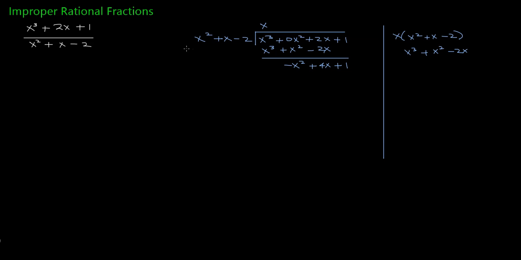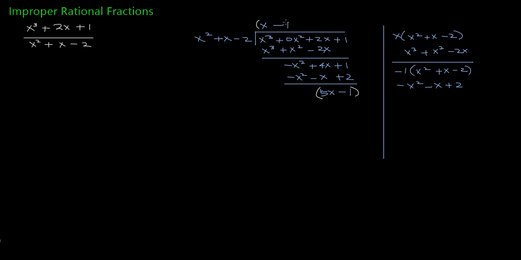The next thing we see is that the powers of x are equal, but one is negative. So the only thing I need to do here is multiply by a negative 1. Likewise, I do the same thing on this other side. So we go ahead and put minus x squared minus x plus 2. We subtract. Minus x squared minus x is equal to 0. And then we have 4x minus x is equal to 5x, and then we have 1 minus 2 is equal to minus 1. Now this becomes our remainder, and this becomes our quotient.